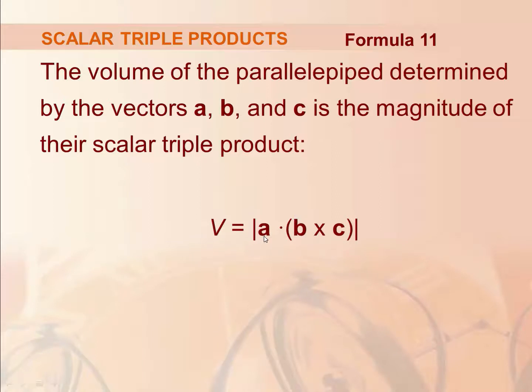Why absolute value here? Because A dot B cross C gives a number. B cross C is a vector and A is a vector. Vector dot vector gives a number. Okay? So we take the absolute value: if it comes out negative, we take the absolute value because it is a volume and must be positive. So we use the absolute value to get a positive number as volume. And we put unit cubed at the end, of course.